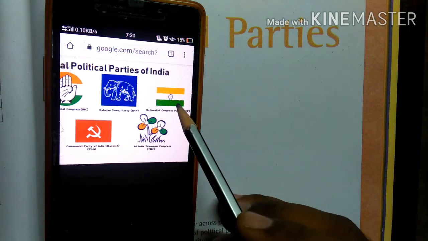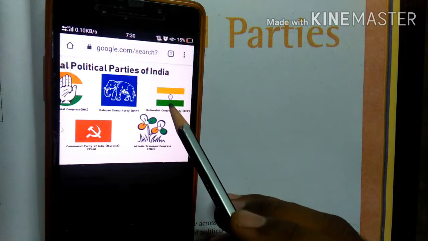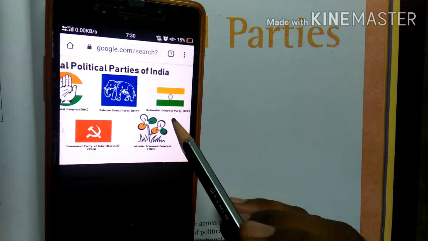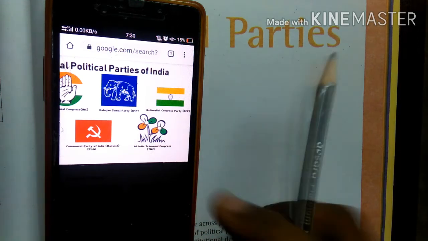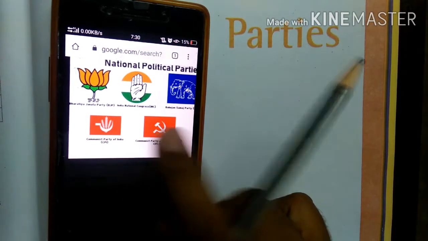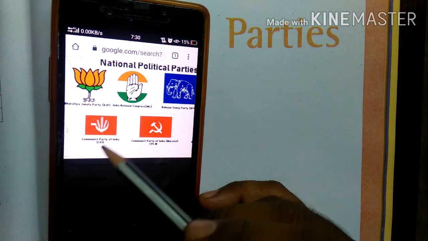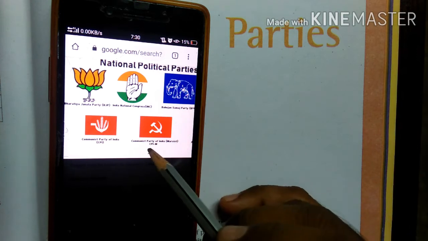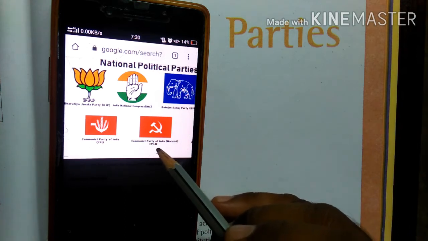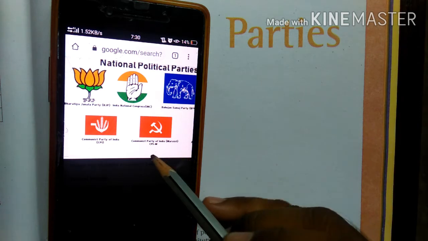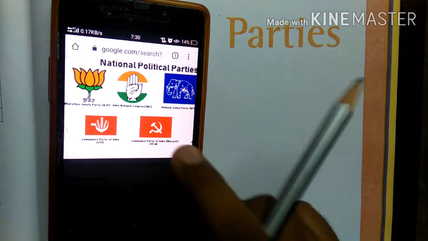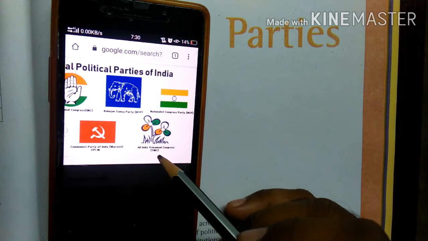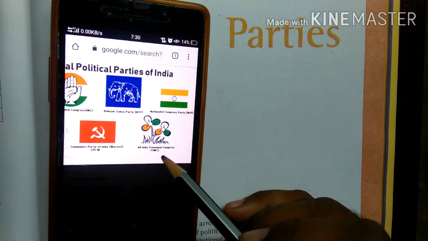Fourth one is a sign of a clock in between the image of our flag. This is the Nationalist Congress Party, that is NCP. Next one, this is the sign of the Communist Party of India, that is CPI, and this is the Communist Party of India (Marxist), CPIM. And the next image is of the All India Trinamool Congress, that is TMC.